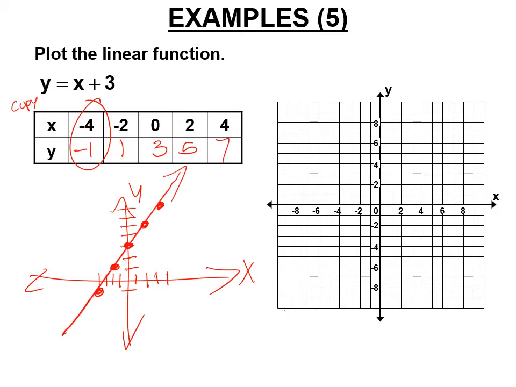And so I should see that on your paper. For mine, I've got the nice grid there, but it's the same thing. -2, 1. 0, 3, 2, 5, 4, 7. And again, nice long lines. And if you don't have arrows on the end, you lose points because they go on forever.